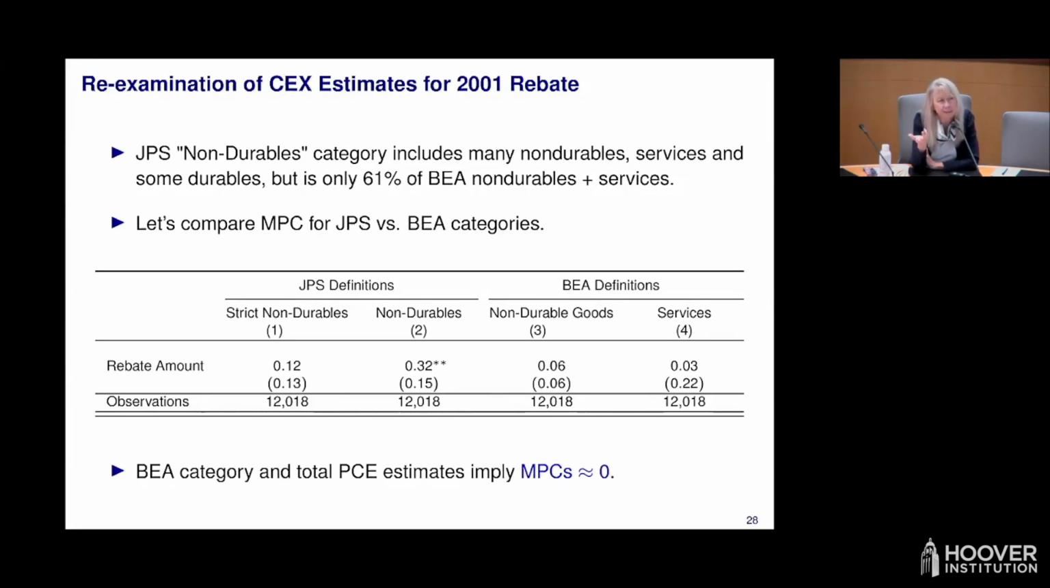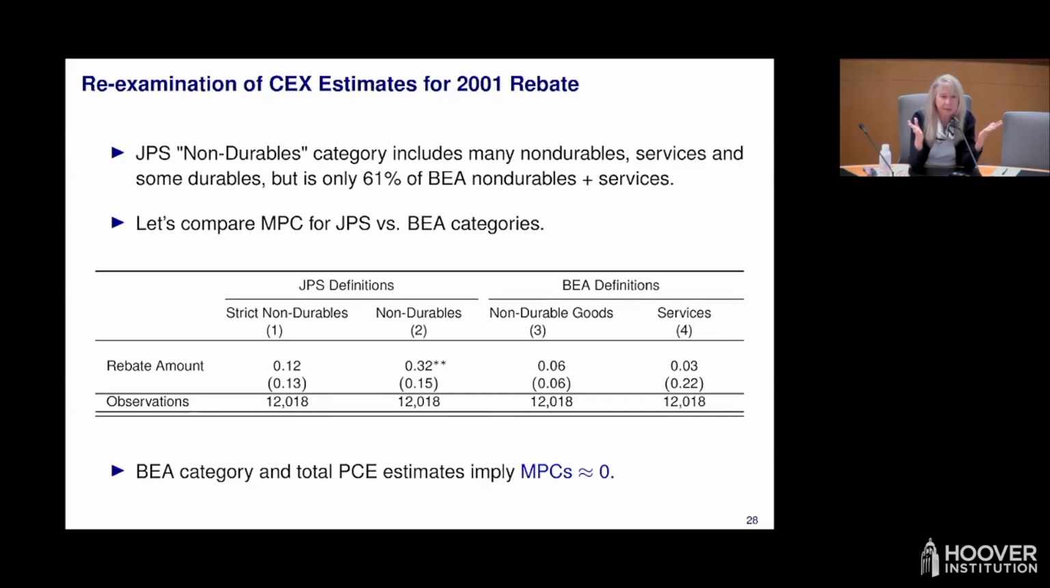So they got 0.375, we get 0.32, but that's pretty similar. But if we instead say, let's look at the BEA definitions, non-durable goods and services, and look at those as separate categories, we're getting quantitative and statistical zeros: 0.06 on the non-durable goods, 0.03 on the services.